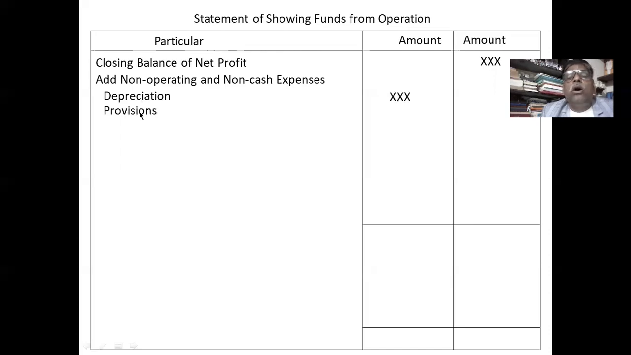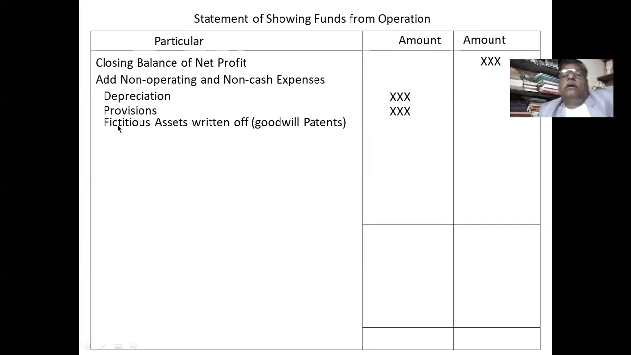Then next is provisions. All provisions: provision for bad debt, provision for tax, provision for proposed dividend, all the provisions you have to take. Okay. Next, fictitious assets written off. Fictitious asset written off means goodwill written off, patent written off, copyright written off, preliminary expense written off. Like that, the written off value you take.